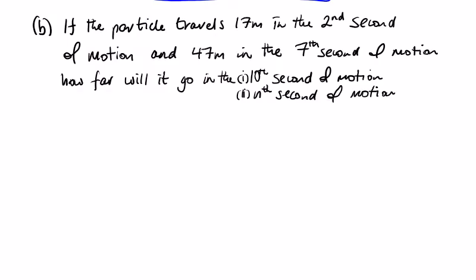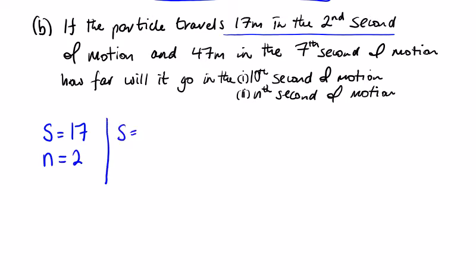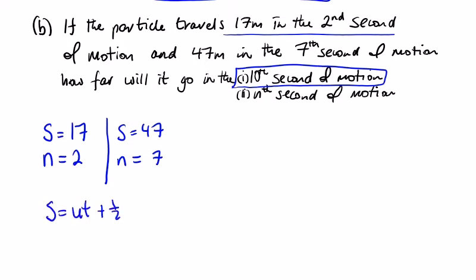Part B, we're told that if the particle travels 17 meters in the second of motion, so that's s is equal to 17 when n is equal to 2, and 47 meters, s is equal to 47 meters when n is equal to 7, how far will it go in the 10th? So we're going to need the acceleration and the initial velocity here. So let's look here. S is equal to ut plus a half at squared. So 17 is equal to u.